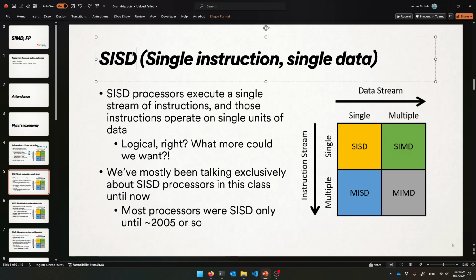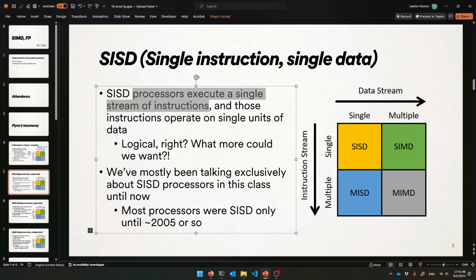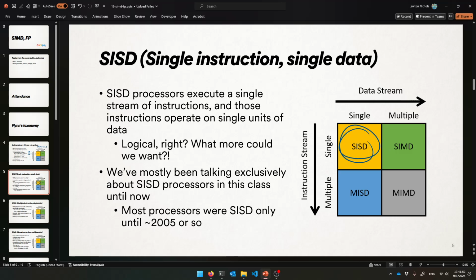All right, so SISD, I guess, that stands for single instruction, single data. Okay, that's what that means. And you can build a processor that works like that, right? It's executing a single stream of instructions. All right, so like a single program, and those instructions are working on single units of data. Okay, which makes a lot of sense, doesn't it? So that's what we essentially think of when we think of a CPU. We're imagining most of our processors like this, right? That's very logical. What else could we possibly want?